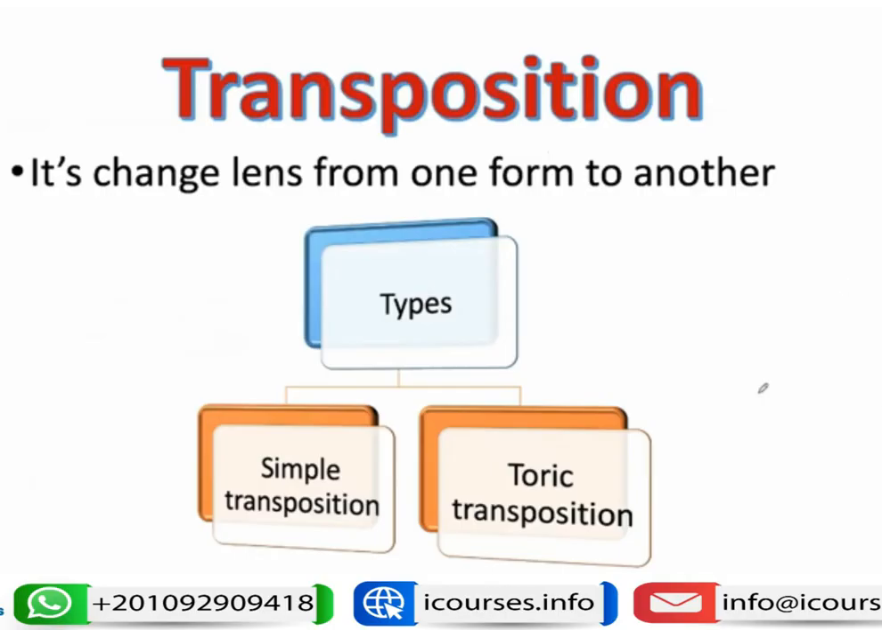We have mentioned something about transposition in the early lectures, so we will now go through more details about transposition. So what is transposition? Transposition is changing the lens form from one form to another. So we have two types. Simple transposition is what is used for glasses, and toric transposition is what is used for toric contact lenses.